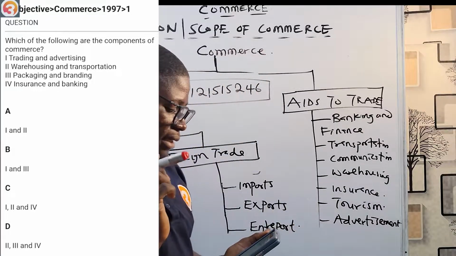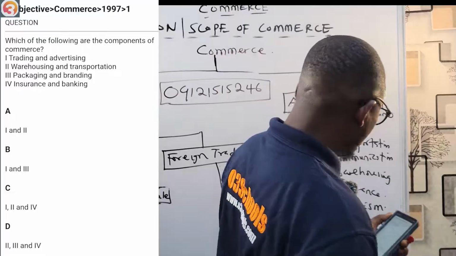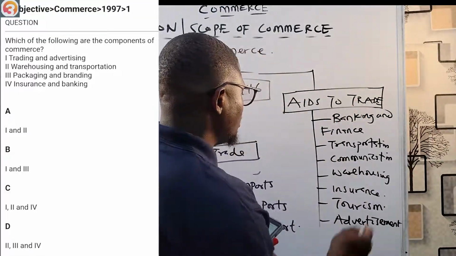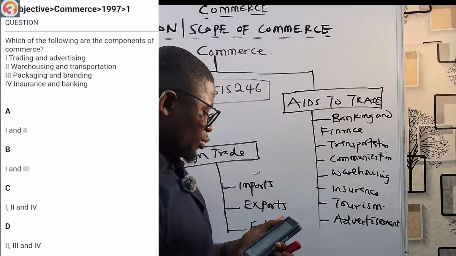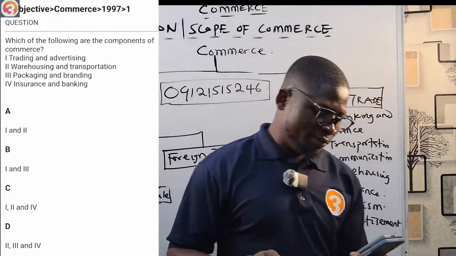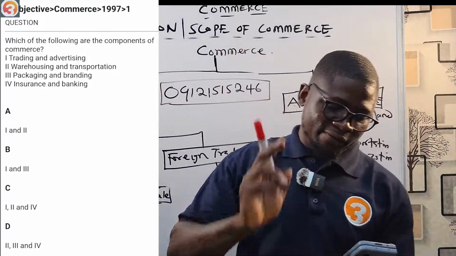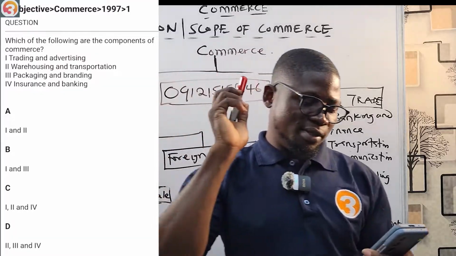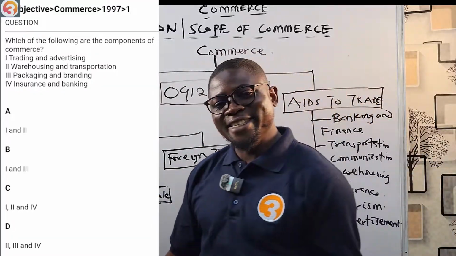All right. So then 4, they say insurance and banking. There's banking. There's insurance. Those are aids to trade. So the correct answer there will be 1, 2, and 4. That would be option C. Okay. So very easy questions.